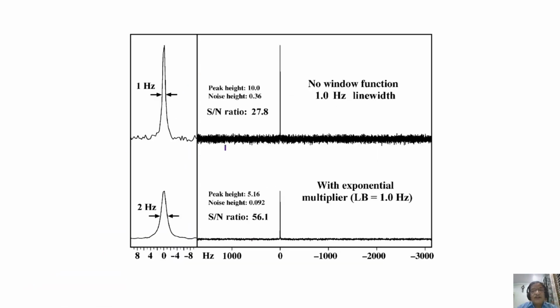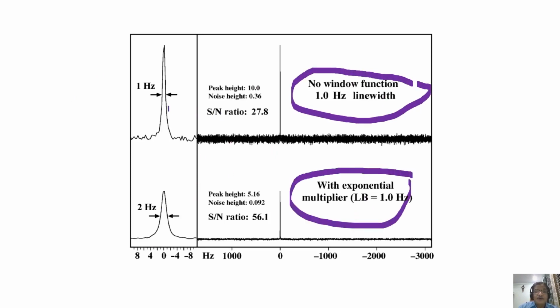This tells you the advantage for signal to noise ratio. Now, this is with no window function, and this is with a window function of 1 hertz. Look at this one. Line width here is 1 hertz without any window function. Now, with the window function, the line width becomes 1 plus 1, because you added 1 hertz here, so the line width becomes 2 hertz. This was a natural line width of 1 hertz. You did not do any window functioning, no artificial processing here. But after multiplication of the free induction decay by an exponential function of 1 hertz, the line width became 2 hertz here.